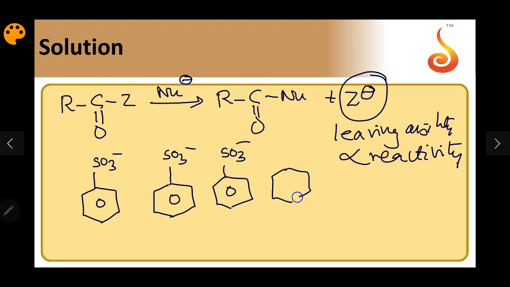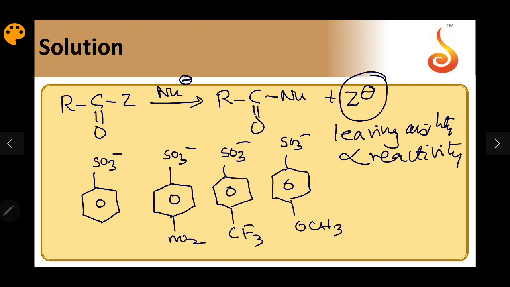The difference is the groups present at the para position. So one is not having any group, the second one has NO2, the third one has CF3, and the fourth one has OCH3. All of us know the sulfonate ion is a negative ion. Electron withdrawing groups will stabilize the conjugate base.